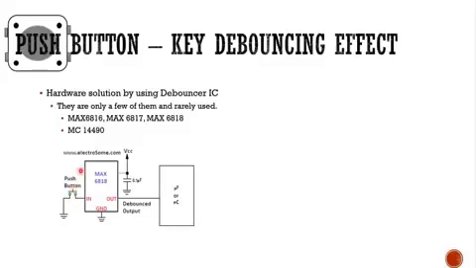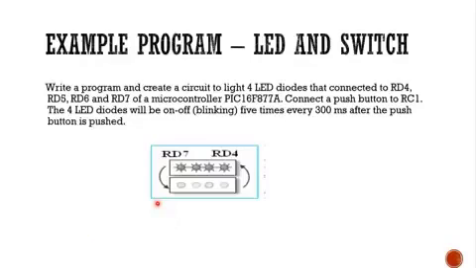So this is the connection. Normally you would connect the switch directly to the microcontroller, but because of the bouncing effect, you need to put it in the middle, after the switch but before the microcontroller. So you would put it here, and then the signal coming out from here will have a reduced bouncing effect.